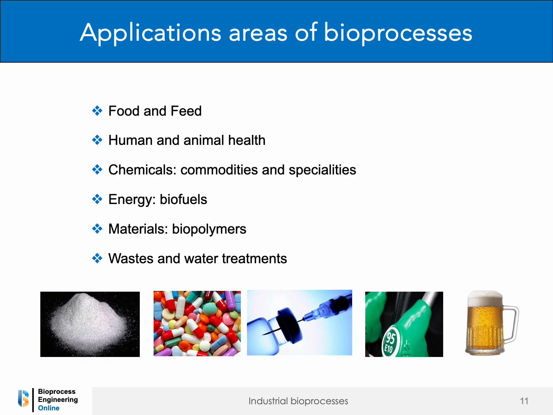Enzymatic and cellular bioprocesses find diverse applications across various industrial sectors, including human food and animal feed, human and animal health, commodity and specialty chemicals, energy, in particular biofuels, and materials such as biopolymers. Moreover, bioprocesses play a crucial role in waste and water treatments.